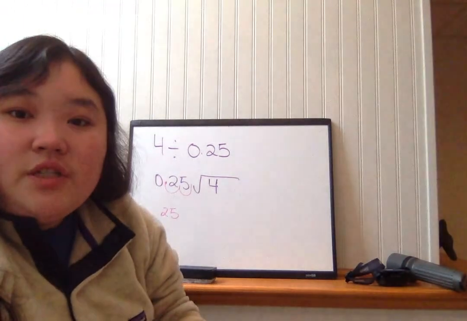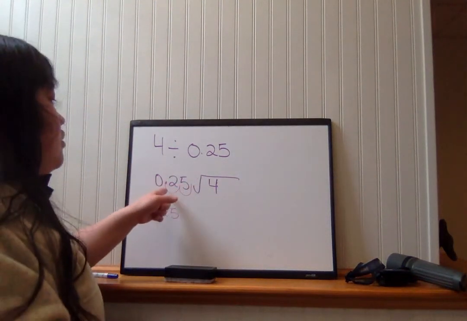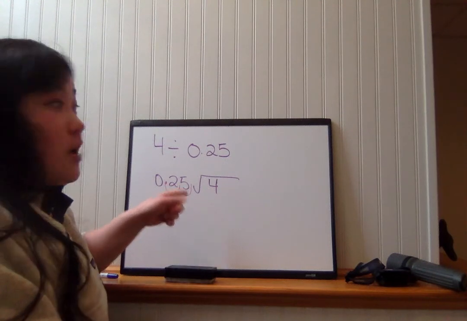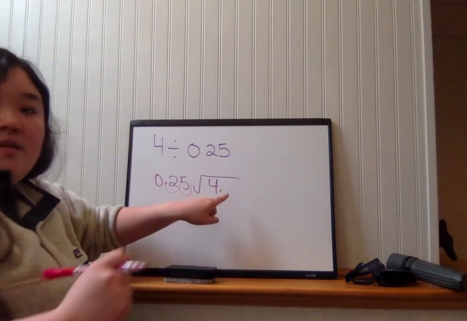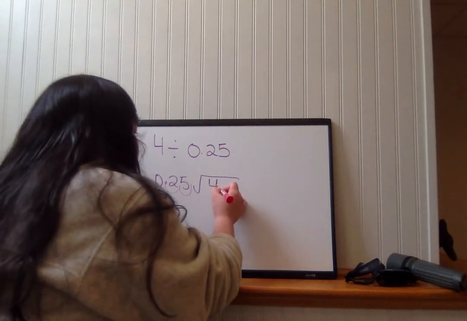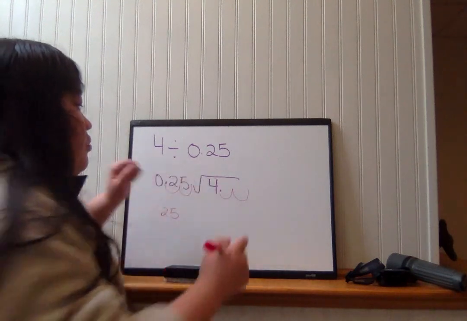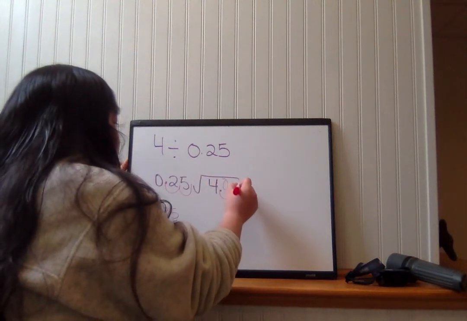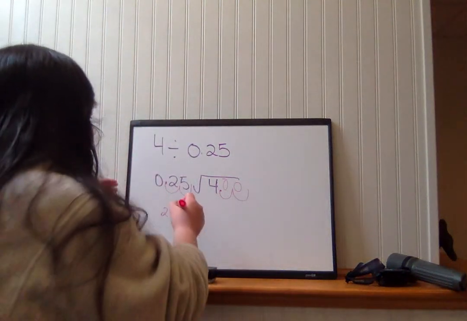Now, whatever we do to our divisor, we must do to our dividend. So if we move 2 places to the right in our divisor, we have to move 2 places to the right for our dividend. So we start our decimal right here, and we're going to move 2 places to the right. 1, 2. And in here, you can put 2 zeros. So now our 4 is going to become a 400.